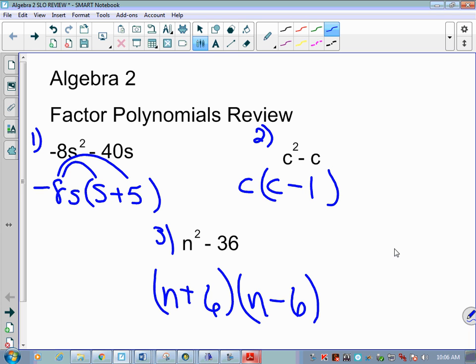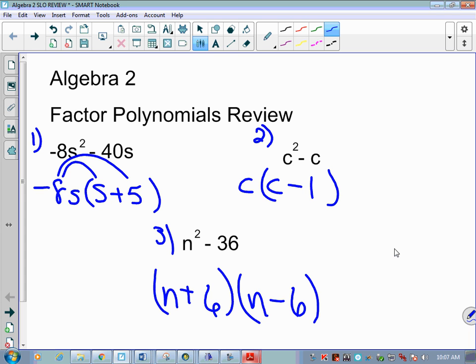On question number 1, what they're asking you to do is to factor out what we can factor out. As a rule of thumb, we want to factor out anything that's going to leave a positive variable inside the parentheses. So that's why I don't take out a positive 8. If I took out a positive 8, in order to get the negative 8s squared minus 40s, I would wind up with a negative s inside that parentheses. I don't want that, so I want to take out a negative 8, so that I have a positive variable left in. Does that make sense?